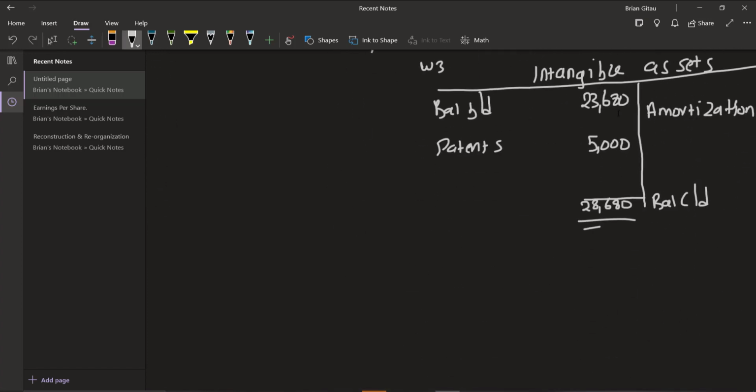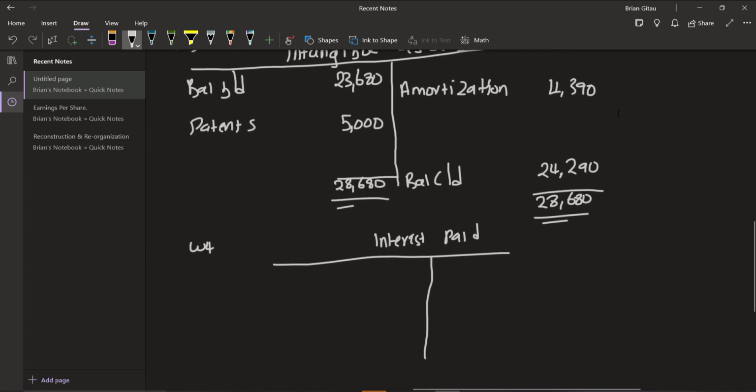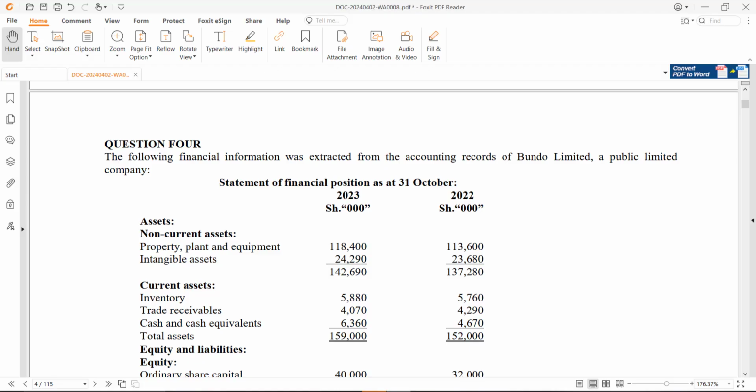So we go ahead and look at working number 4. Working number 4 is interest paid. We want to figure out how much interest was paid. Now we go back to the balance sheet and check the balances.